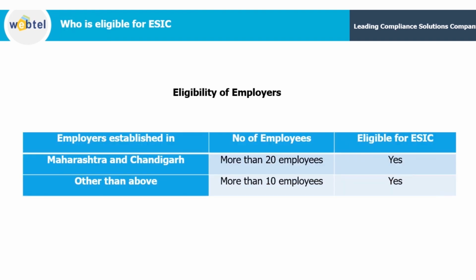Similarly, there is eligibility criteria for employers also. In case of Maharashtra and Chandigarh, if any employer is employing more than 20 employees, then the employer is required to get registered under the ESIC. And if the employer belongs to states other than Maharashtra and Chandigarh, in that case, if the employer is employing more than 10 employees, then ESIC compliance is applicable to the employer.